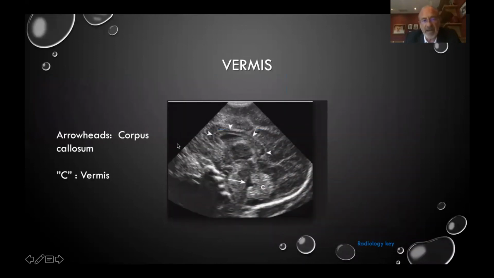Ultrasound kind of on the sagittal perspective shows you the corpus callosum. Here's part of the thalamus, brainstem over here. Why they call it C, I don't know, but it refers to the vermis over here. And once again, you see those interconnections from that standpoint.